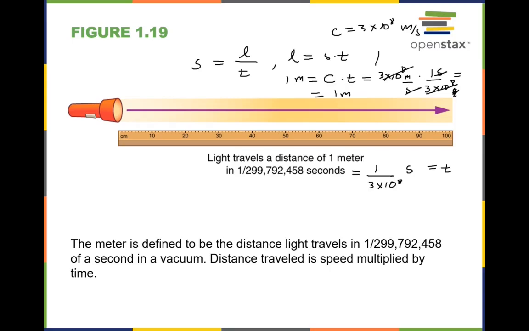And by the way, this goes to show you the usefulness of scientific notation, right? It's actually easier to write 3 times 10 to the 8 meters per second than to write 3 and then 8 zeros.